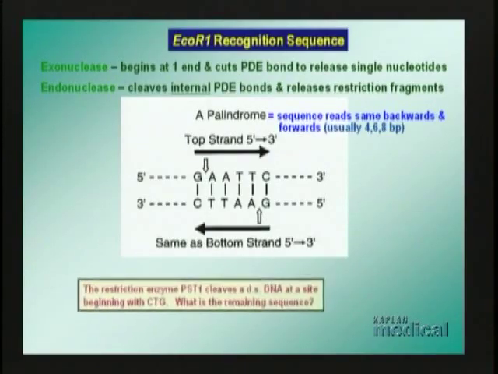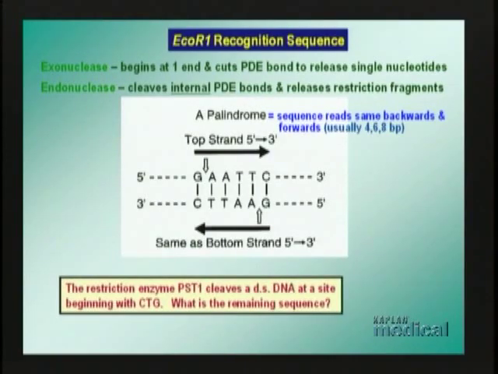So how might they ask about palindromes on the USMLEs? There's no way they're going to ask you about particular sequences. You don't have to memorize the sequence for EcoR1 which is being recognized. How they might ask this on the national board is shown here. They might make a statement: the restriction endonuclease, called PST1, cleaves a double-stranded DNA at a site beginning with CTG. What's the remaining sequence? And then they give you 5 options.